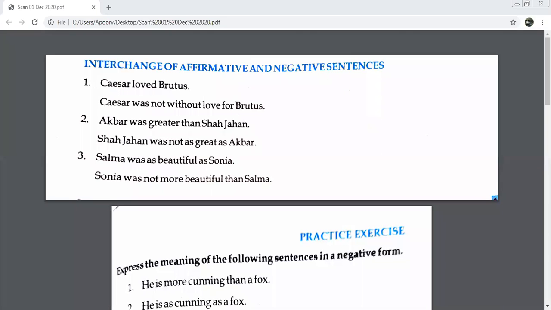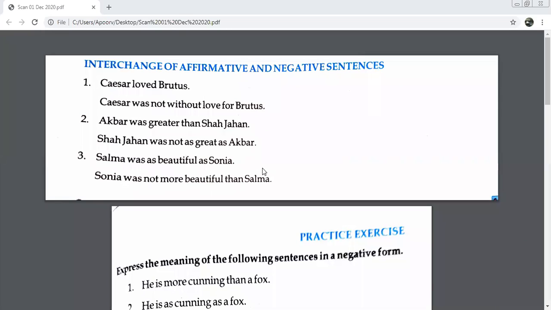Akbar was greater than Shah Jahan. Here one is more, the other is less. So how is the change done? Do it again with me. Shah Jahan was not as great as Akbar. If you see, the first sentence is an affirmative sentence. The words no and not are not used, and you have to change it into negative. So negative means no and not.